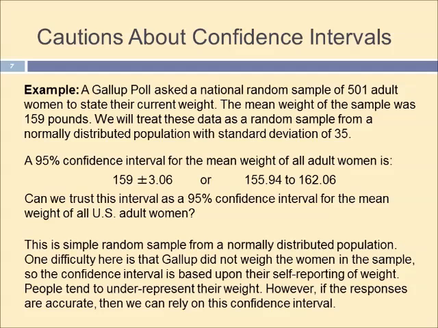So this is a simple random sample from a normally distributed population. That's good. But one difficulty here is that Gallup did not weigh the women in the sample. So the confidence interval is based upon their self-reporting of weight. People tend to underreport their weight. So if that's the case, this is not a trustworthy confidence interval. But if the responses are actually accurate, then there's no reason to doubt it, and we can certainly rely on this confidence interval.